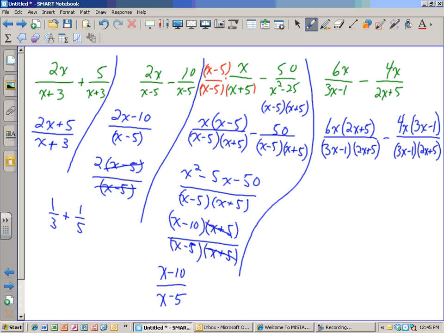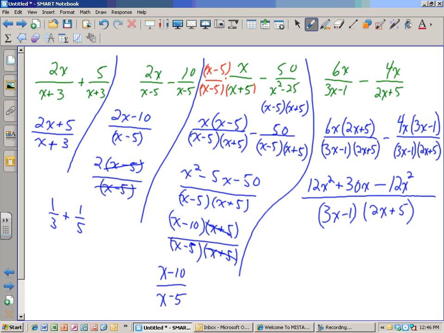I'm going to distribute. 6x times 2x gives me 12x squared plus 30x minus, I think I'll put this whole thing, 3x minus 1, because it's going to contain the common denominator. I'm not multiplying the denominators together. Minus what? You tell me. Come on, what is it? 12x squared plus, are you sure it's plus 4x?